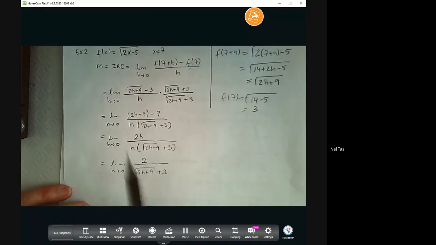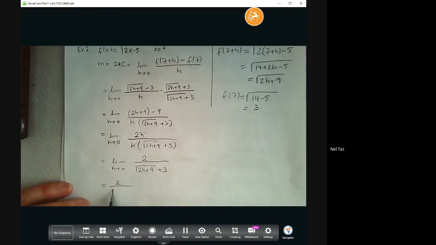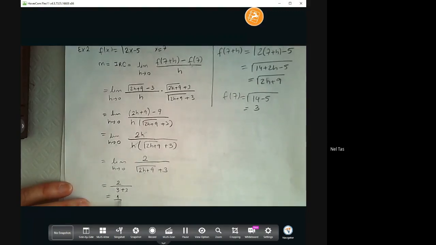So when you simplify these, you removed the 0 over 0 situation now. Okay, so you can substitute 0 for h now to calculate the limit. So you get square root of 9, which is 3, plus 3, so 2 over 6, which is 1 over 3.